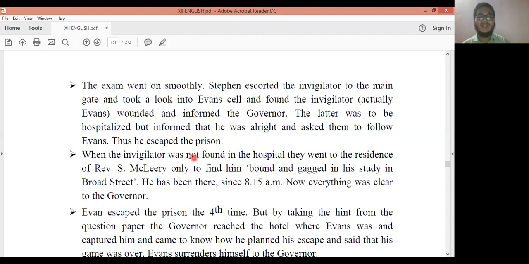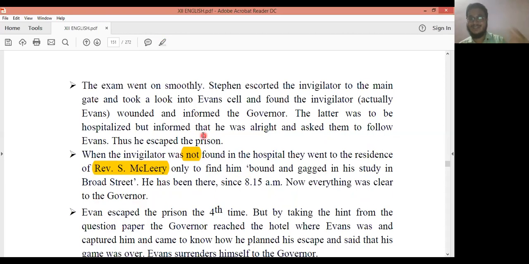When the invigilator was not found in the hospital, they went to the residence of Reverend S. McLeary. Okay, they went to whose residence? Reverend S. McLeary.